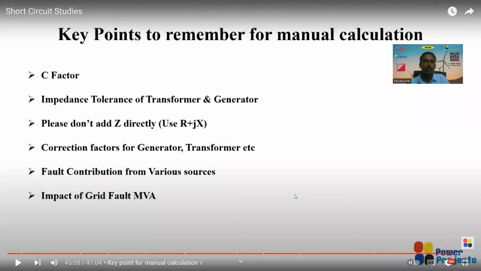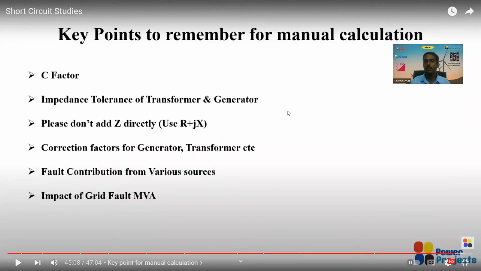When you're doing a manual calculation of short circuit studies, why could your results be different from the software? You might have missed a C factor, or the pre-fault voltage. When you're finding the short circuit current, you have to be very clear whether you're following an IEC standard or an ANSI standard. If you're following an IEC standard, use a C factor. If you're following an ANSI standard, then use pre-fault voltage. Ask yourself a question: have you used the impedance tolerance of transformers and generators?